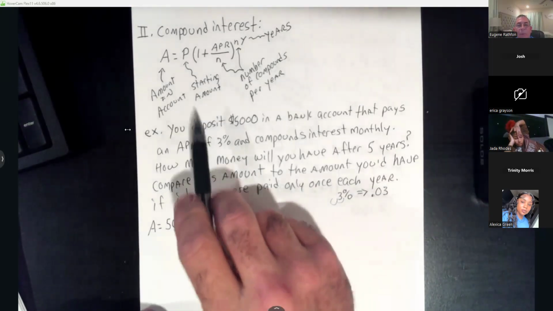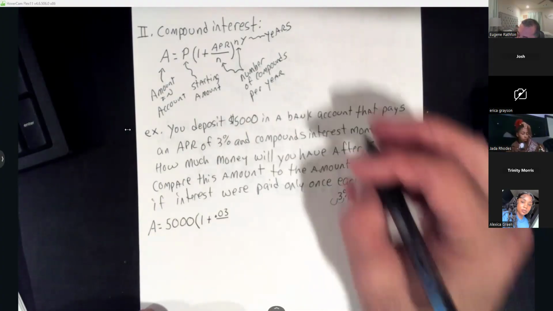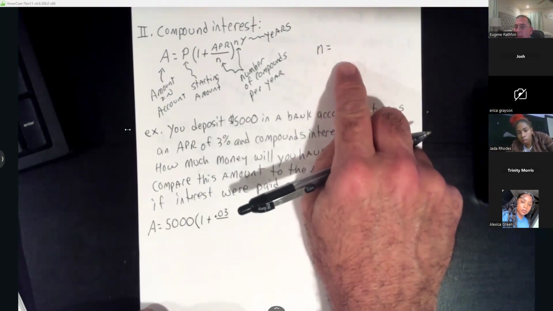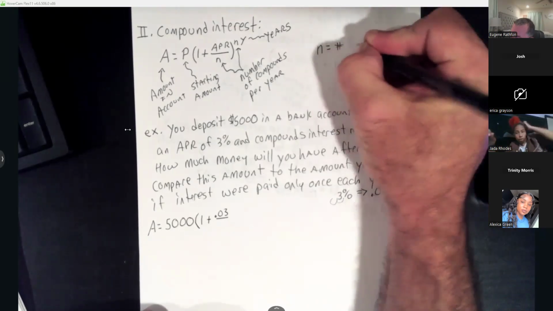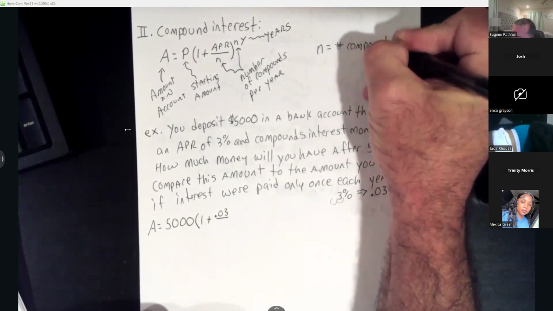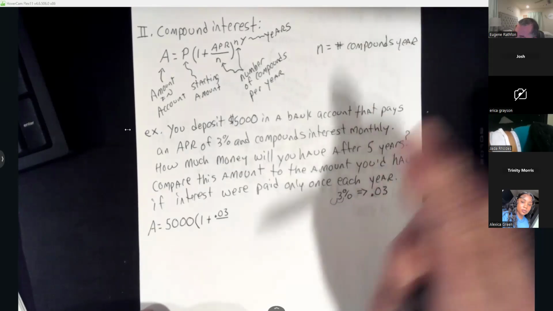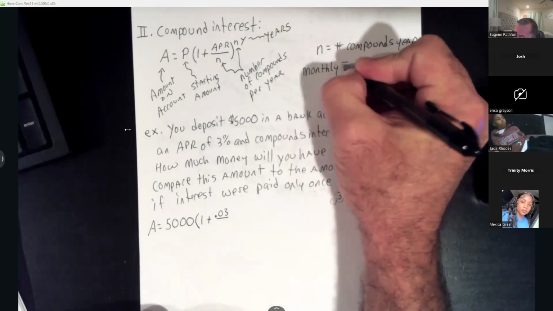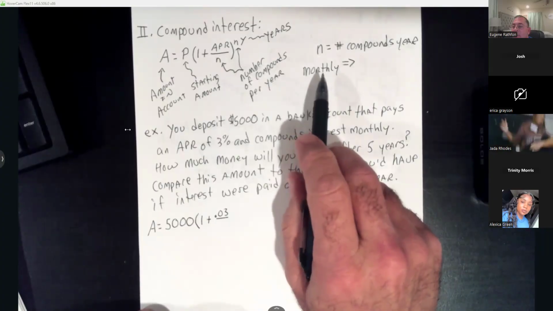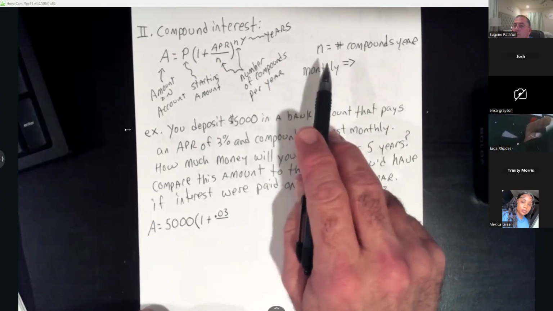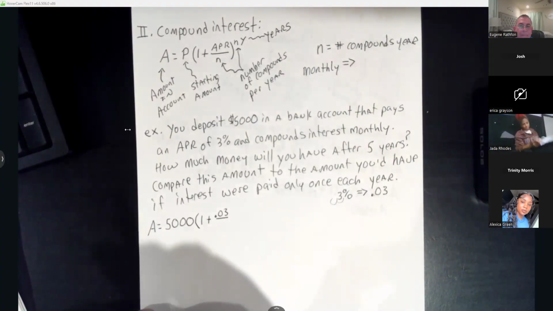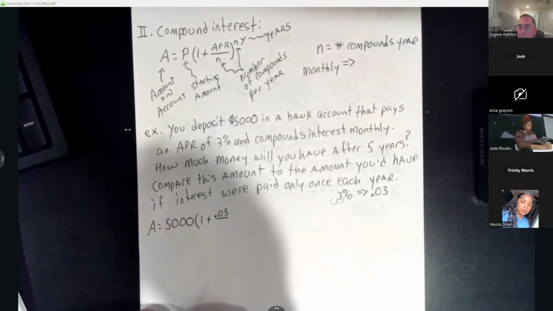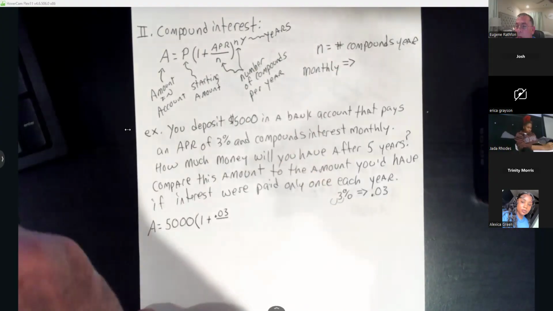So y'all should just move that decimal left twice. All right, now let's play with the N for a second. And I'm just going to break some down for you what these mean, okay? So N is the number of compounds a year. So we're dealing with monthly. So y'all, how many times a year would it compound if it was monthly? And y'all, that would be 12 times a year. Good job, because there's 12 months, right?